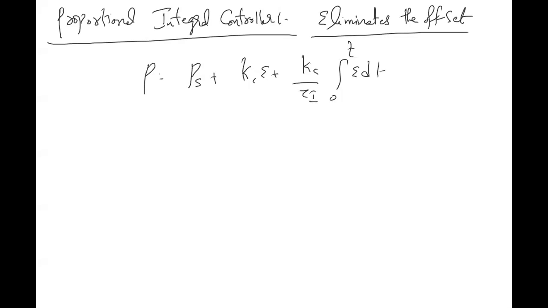Can you derive the transfer function? What is the transfer function here? Kc by tau I. Tau I is called the integral time constant. See, these are different types of controllers: proportional, proportional integral, proportional derivative. Let's see the use later on.